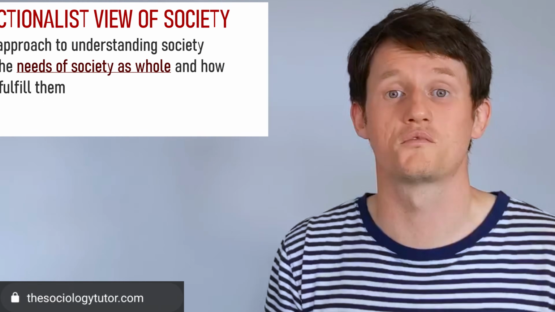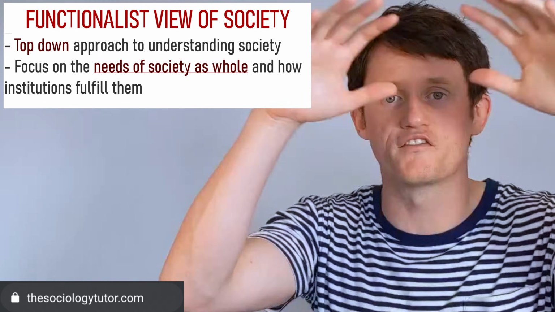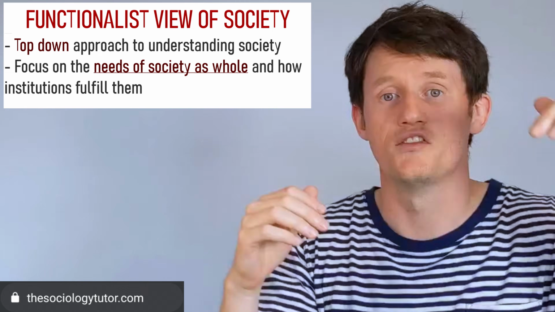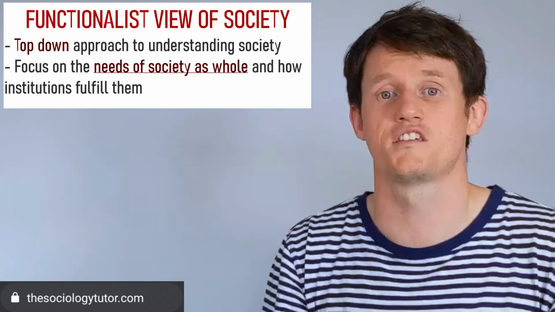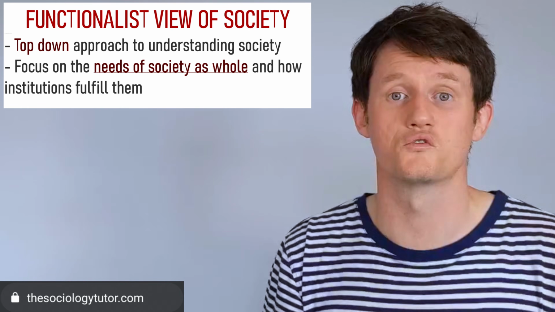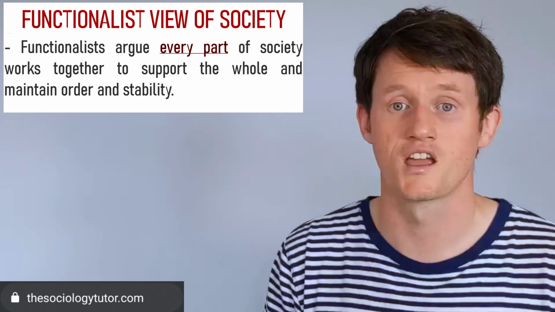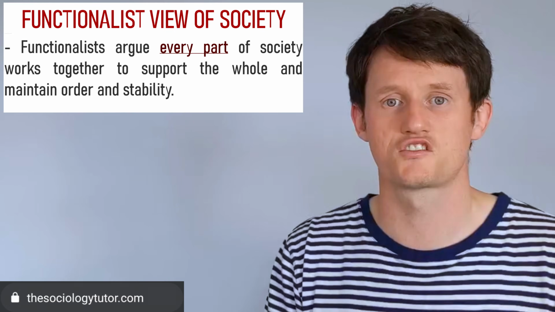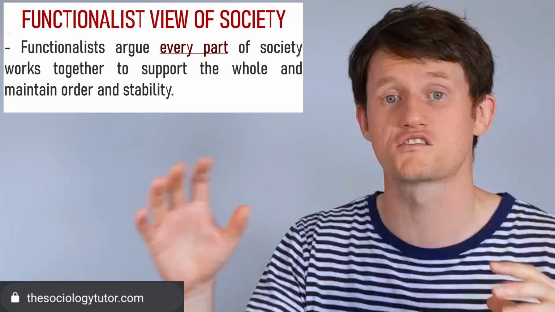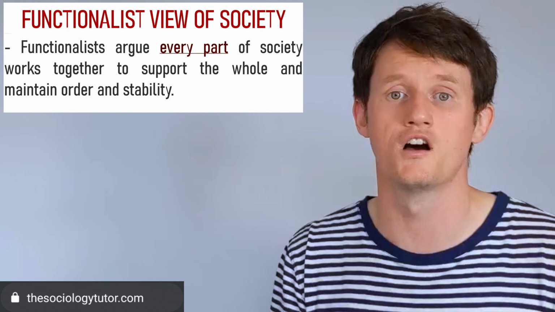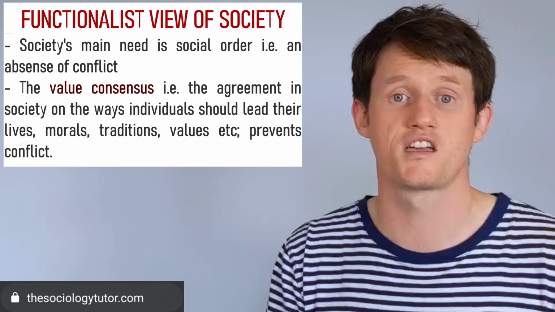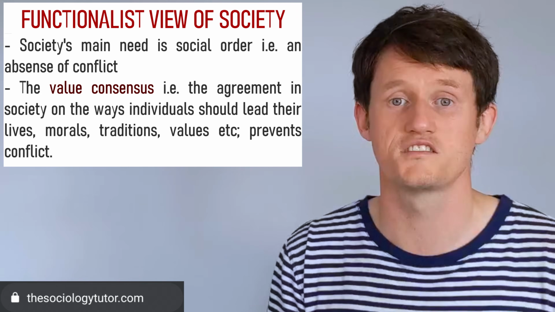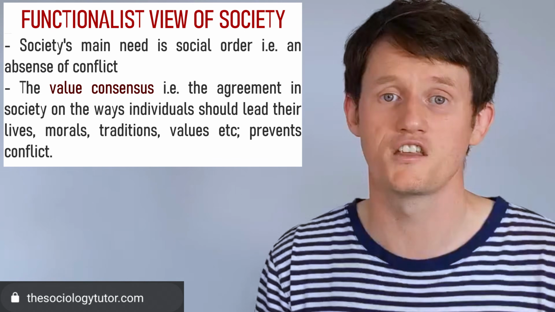Structural theories take a top-down view of society. They start by thinking of society as a whole, then they think about the role of institutions, and then they think how they shape individuals' behaviour. From a functionalist perspective, society's most important need is social order. So functionalism looks at the ways in which the different parts of society, family, education, media, contribute to maintaining social order in society and maintaining something called value consensus.